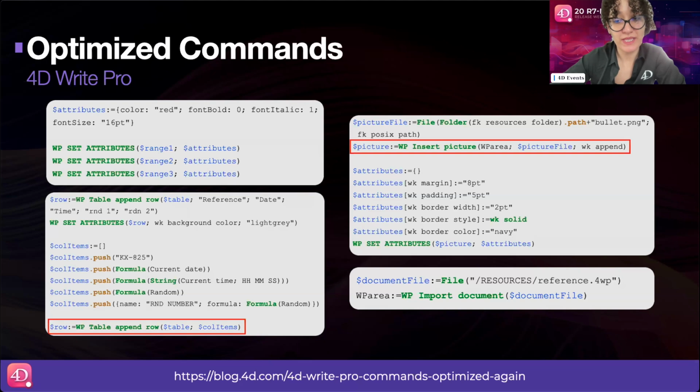We have WP Table append row that now handles formulas and collections and returns the appended row element. This greatly simplifies table management tasks. And we have WP Insert picture that is now a function returning the inserted picture element, plus it now accepts file objects. Additionally, commands like WP Import document, WP EXPORT DOCUMENT, WP Insert picture, and WP Add picture have been modernized to accept 4D.File arguments, allowing more modern code.